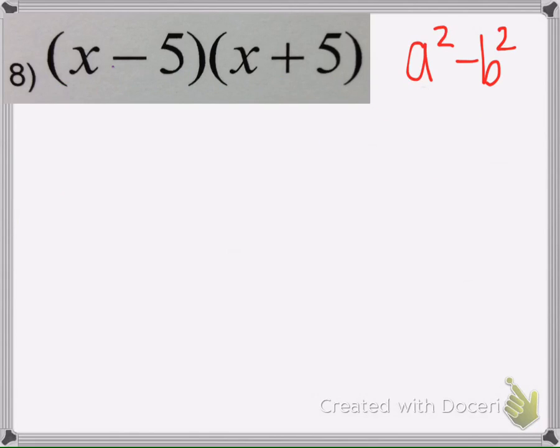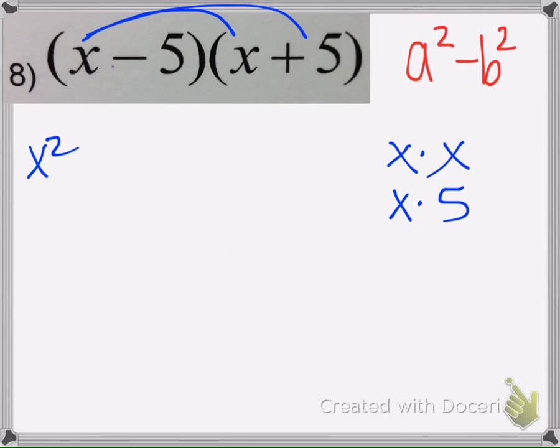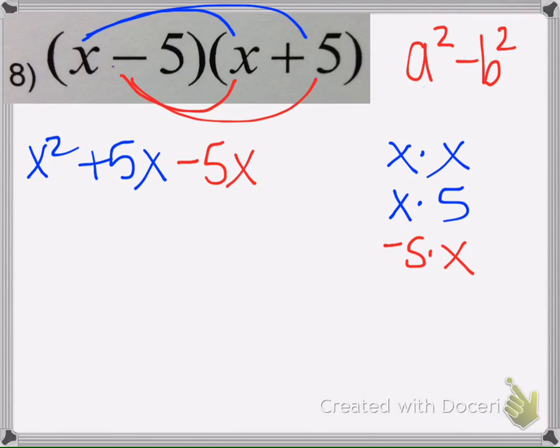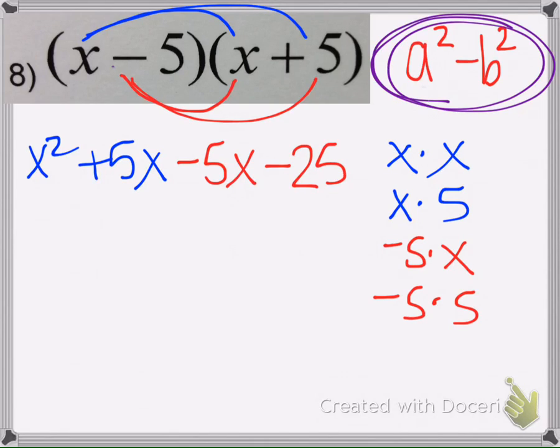Now, if you forget this, don't worry. You could still do it the long way, which is x times x, x times 5, and then negative 5 times x, and negative 5 times positive 5. So this works, and it's always going to work because these two are going to end up canceling.